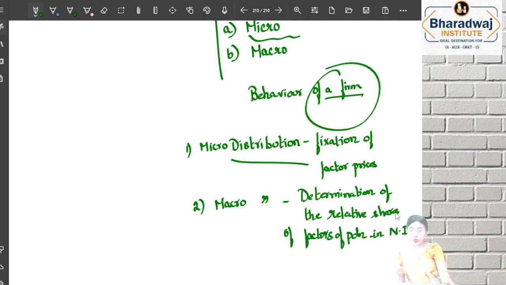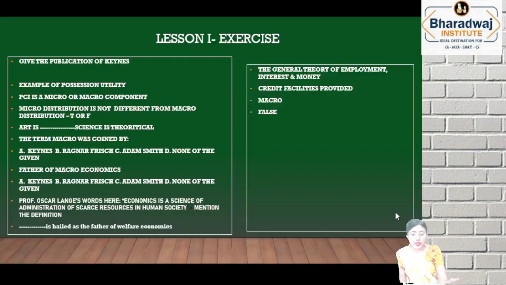Now, micro distribution is what? We are just fixing the prices of the factors of production. How much should be there? In macro, we take the national income and see the percentage of rent, the percentage of profit and the percentage of wages in national income. Sometimes if the percentage of wage is very low, we understand that wages should be increased, right? All this is for policy making. So remember, micro distribution and macro distribution are different. Are you clear? Okay, now next answer.